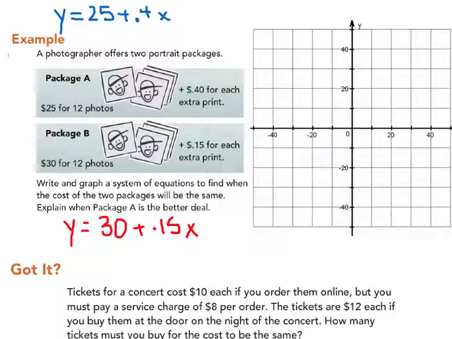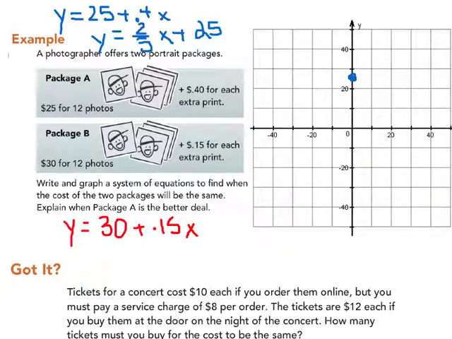So we're going to graph the top one, package A, and there are a couple different ways you can do this. I'm going to choose to write 0.4 as 4/10 or 2/5. And I'm going to change the order so it's y equals mx plus b. So y equals 2/5 x plus 25. So my y-intercept is 25. And then I am going up 2 and right 5.